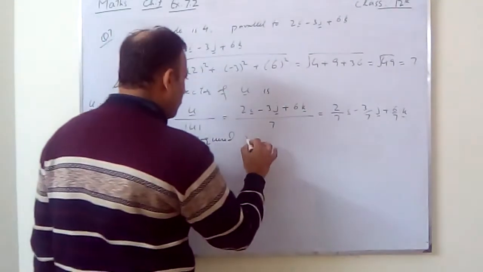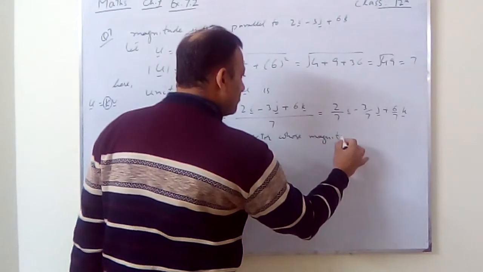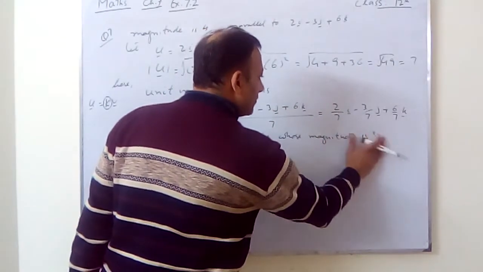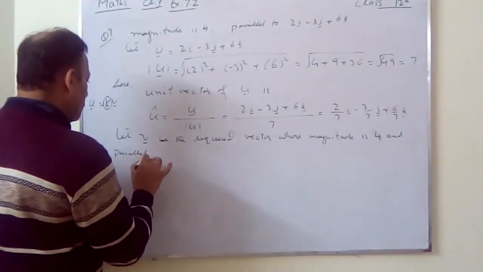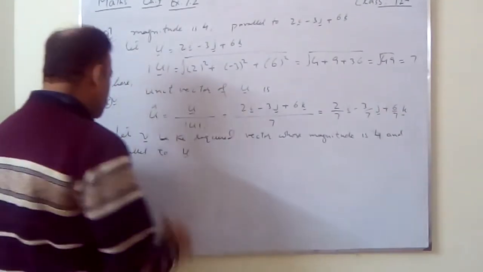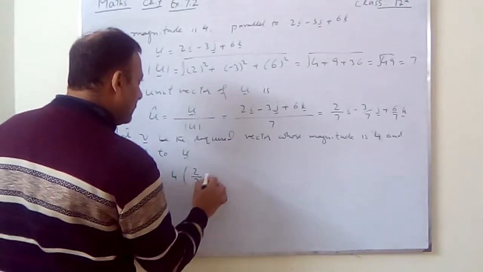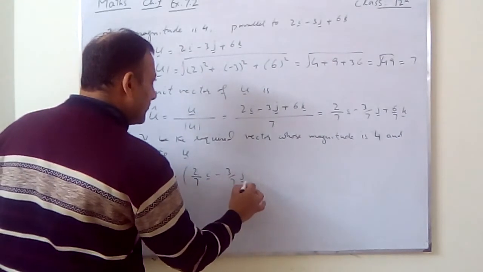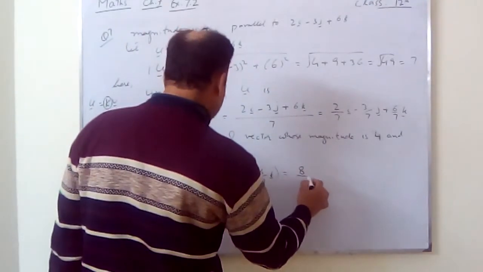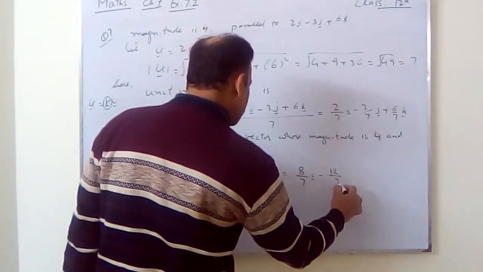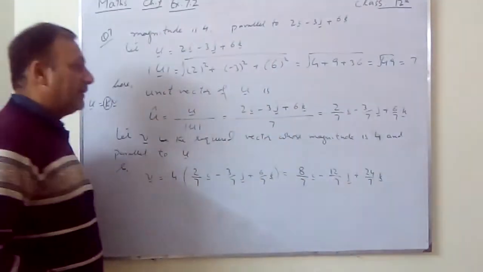Let v be the required vector whose magnitude is 4 and parallel to u. So v is equal to 4 into 2 by 7i minus 3 by 7j plus 6 by 7k. So if you simplify this, we get the answer here: 8 by 7i minus 12 by 7j plus 24 by 7k, which is the required vector here.